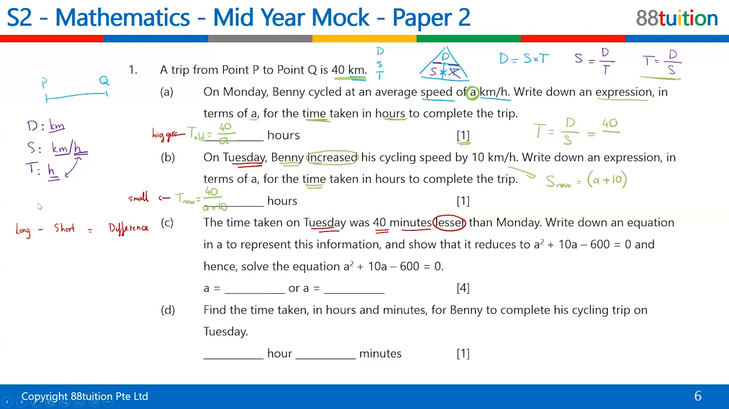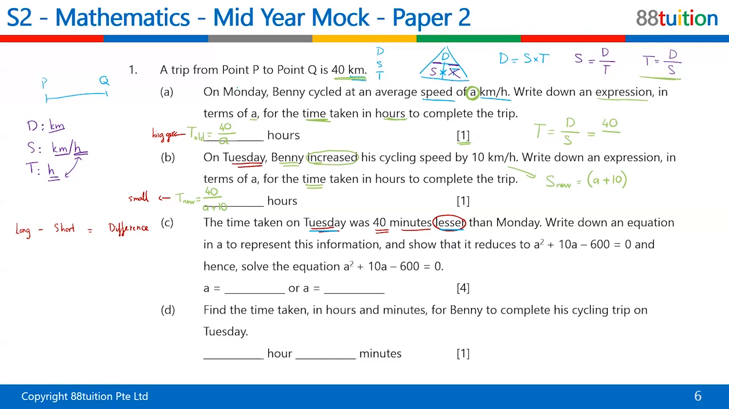Okay, so again, this one, we have the difference between the longer time and the shorter time. So we will use the longer time minus the shorter time, right? Here, I also want you to take note of this because sometimes, this is a very nice question. They tell us that the time on Tuesday is less than the time on Monday. Normally, they wouldn't say that. Normally, they will just say the difference between the time is 40 minutes.